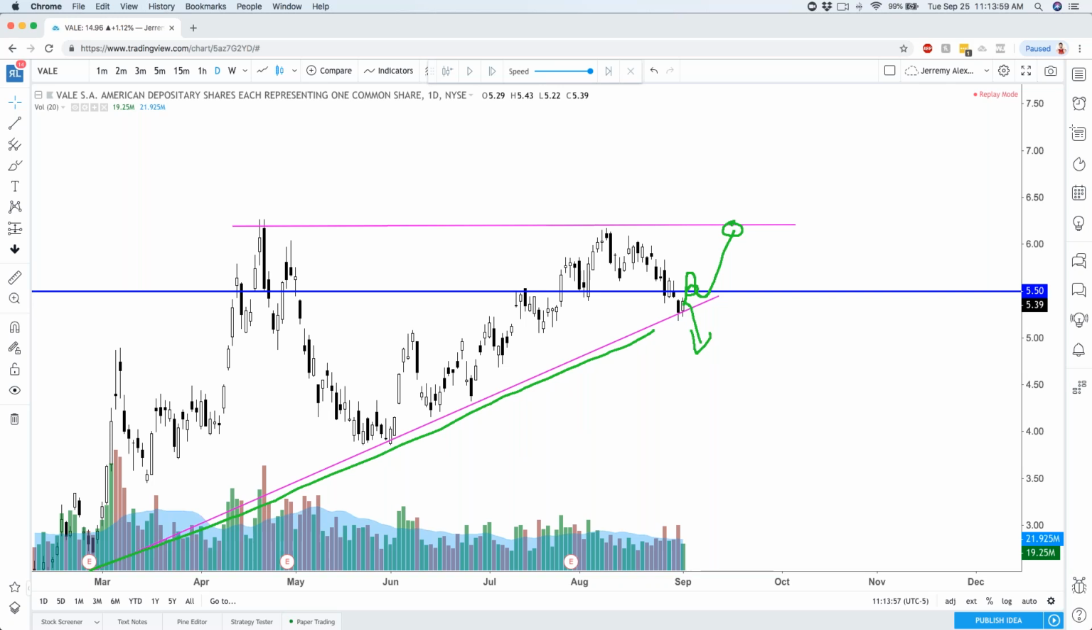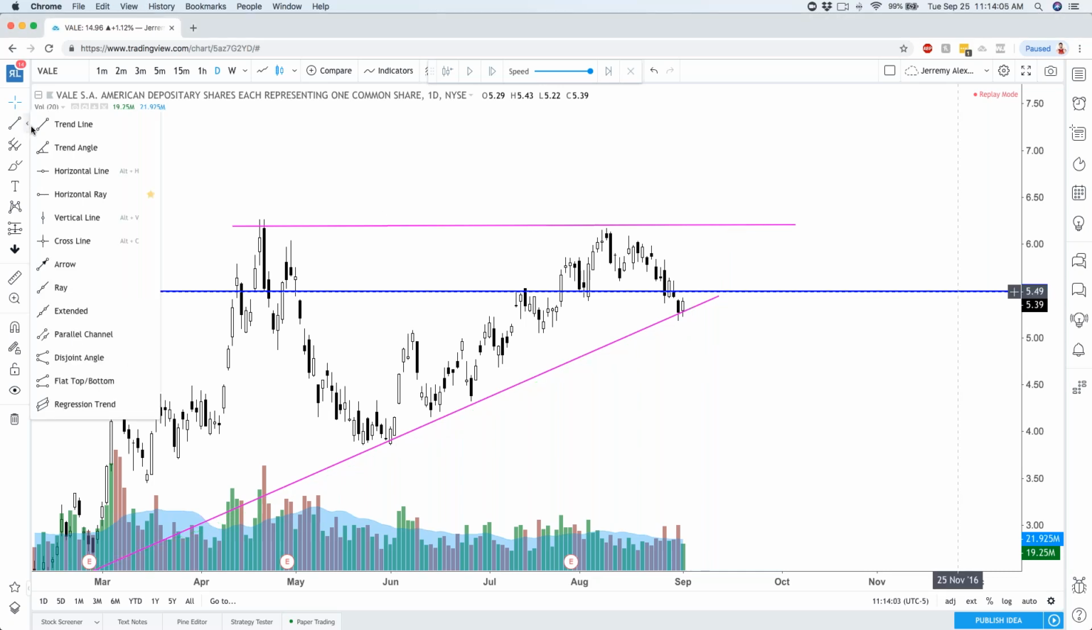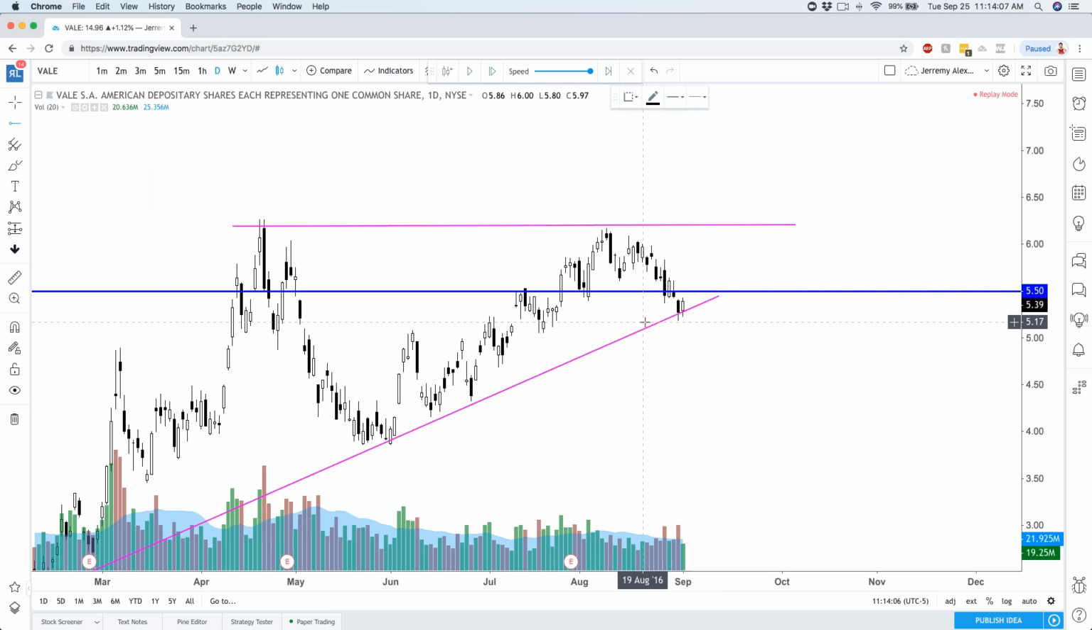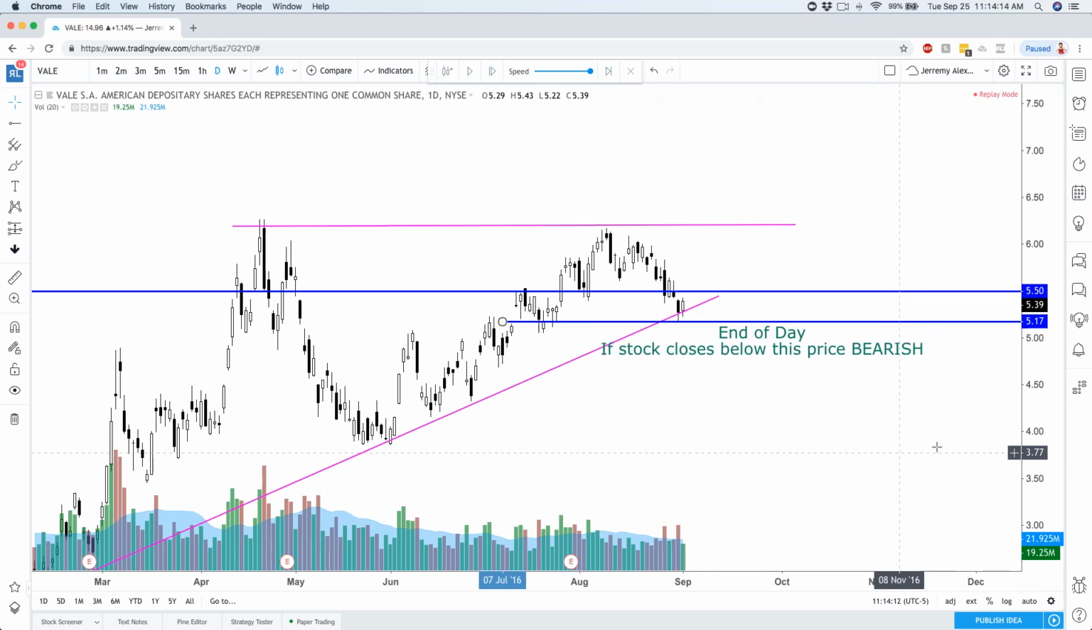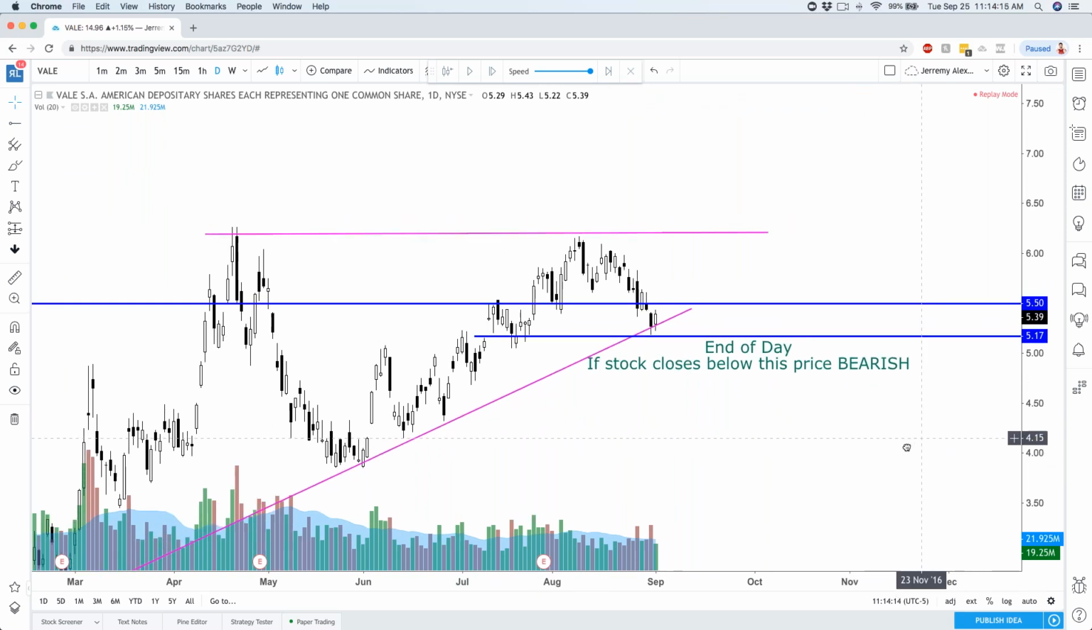So this is where things get fun, right? We've done the analysis. We have a general idea of, okay, it's out of support. There's a little bit of a resistance above our head. If we're going to go bearish, I'm going to need a close below here. So let's say end of day close below 517.